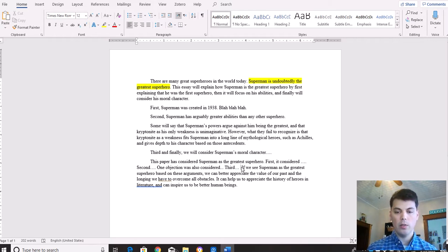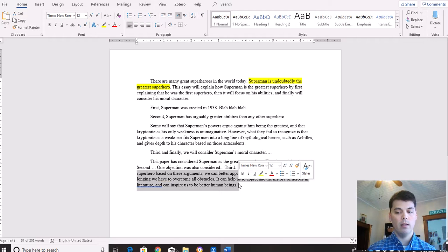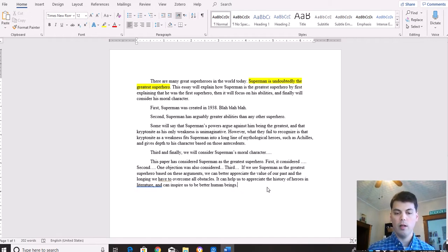So then I have a concluding couple of thoughts here. Nothing fancy. I'm not doing new arguments here. I'm just sort of drawing some implications as I bring it to a nice conclusion. So if we see Superman as the greatest superhero based on these arguments, we can better appreciate the value of our past and the longing we have to overcome all obstacles. Those are the first two arguments there. It can help us to appreciate the history of heroes in literature and can inspire us to be better human beings. So those statements there are not going to be anything new. In the fuller essay, I would have mentioned those as I went along and established my points of argumentation.